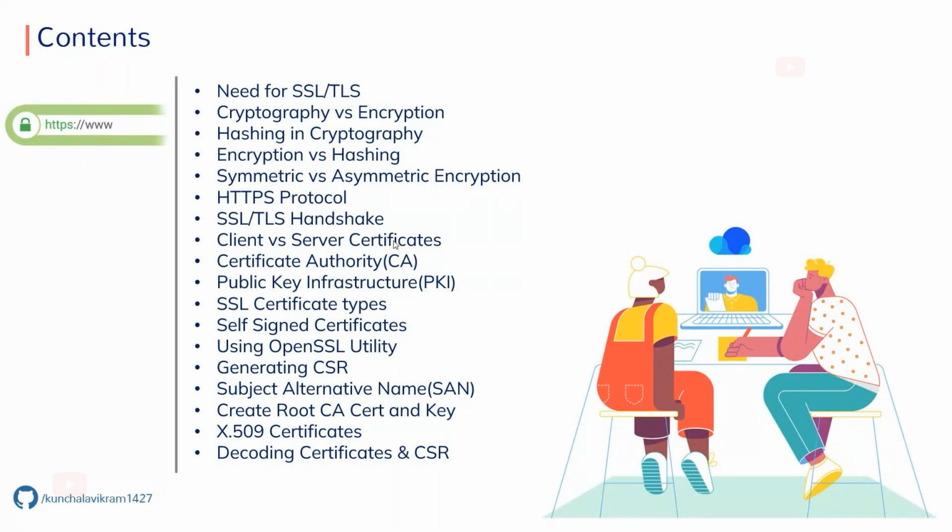We'll also understand the OpenSSL utility for creation of all the private keys and certificates using this utility. We'll understand the importance of CSR, which is certificate signing request, why this is important. Another important topic is subject alternative name, also known as SAN, why this is required. So what happens if you don't provide SAN? We will also see how to create our own certificate authority. At the end we will understand the X.509 certificate format and how to decode certificates and certificate signing requests.